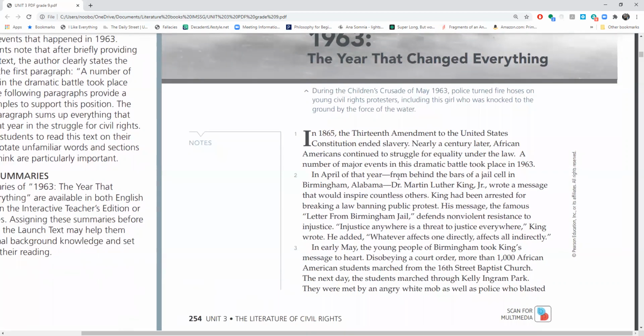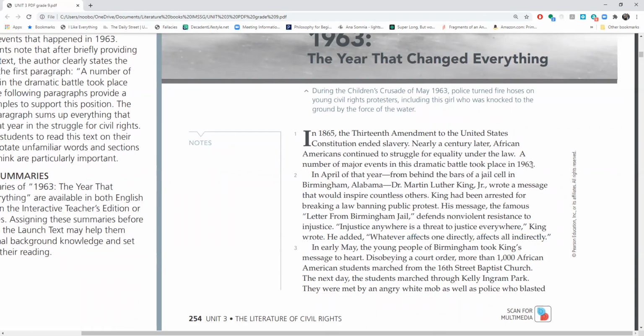In April of that year, from behind the bars of a jail cell in Birmingham, Alabama, Dr. Martin Luther King Jr. wrote a message that would inspire countless others. King had been arrested for breaking a law banning public protest. His message, the famous letter from Birmingham jail, defends nonviolent resistance to injustice. Injustice anywhere is a threat to justice everywhere, King wrote. He added, whatever affects one directly affects all indirectly.